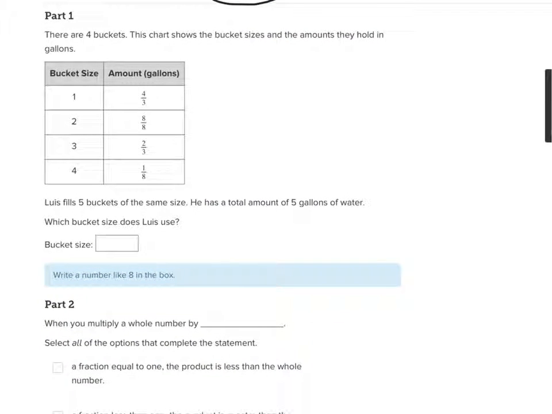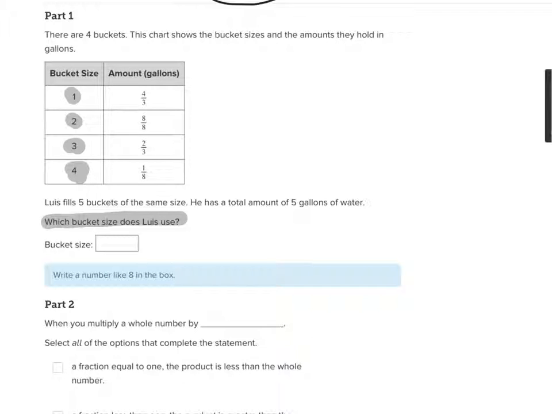Part 1 of the next example. There are 4 buckets. This chart shows the bucket sizes and the amount they hold in gallons. Okay? So we've got bucket size 1, size 2, size 3, and size 4. Luis fills 5 buckets of the same size. He has a total amount of 5 gallons of water.